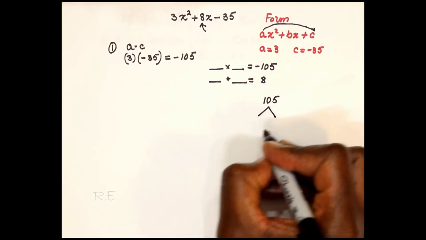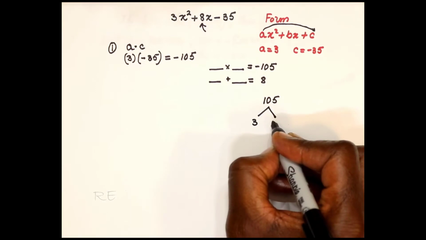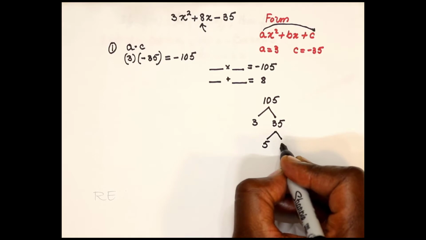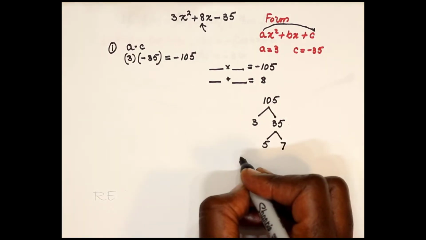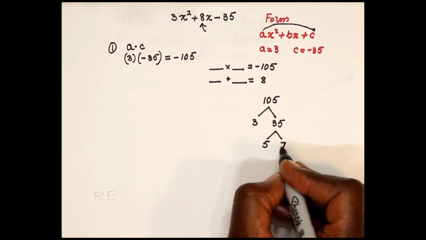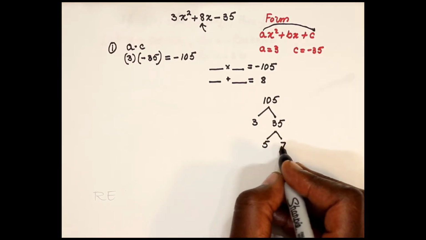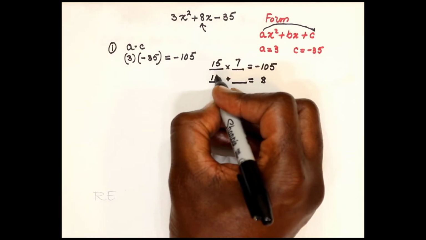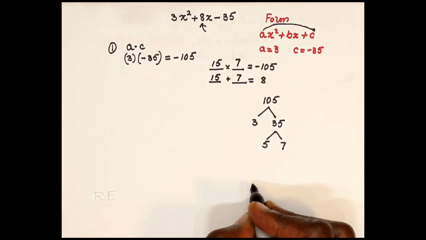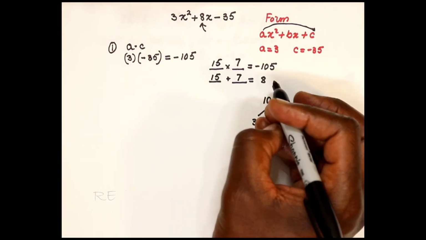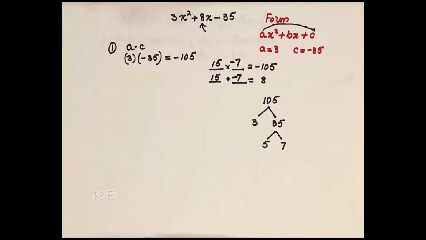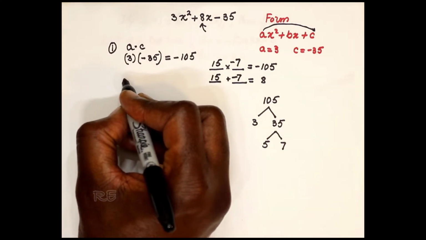105 is 3 times 35, and 35 is 5 times 7. We're going to play with 15 and 7, trying to get 8 as our sum. 15 and 7. 15 plus 7, so 7 must be negative. We'll get negative 105, and 15 minus 7 will be 8.